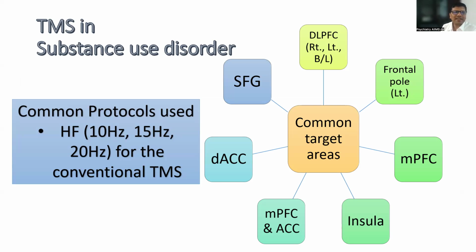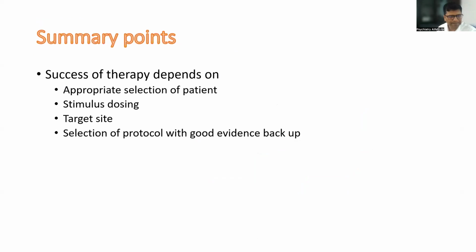So when rTMS is used in substance use disorder, the common target area is the dorsolateral prefrontal cortex. It can be right, left, or bilateral dorsolateral prefrontal cortex. Medial prefrontal cortex is another area. Insula is another area, as is the anterior cingulate cortex, the dorsal anterior cingulate cortex. Particularly when you are using deep TMS, you can target the insula and anterior cingulate cortex, because these areas are deep seated, and you probably require deep TMS with better penetrability to have the therapeutic effect.